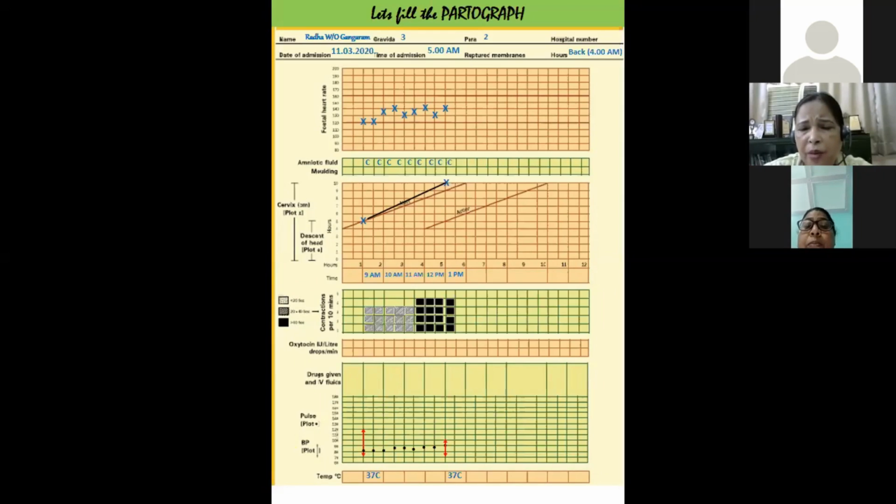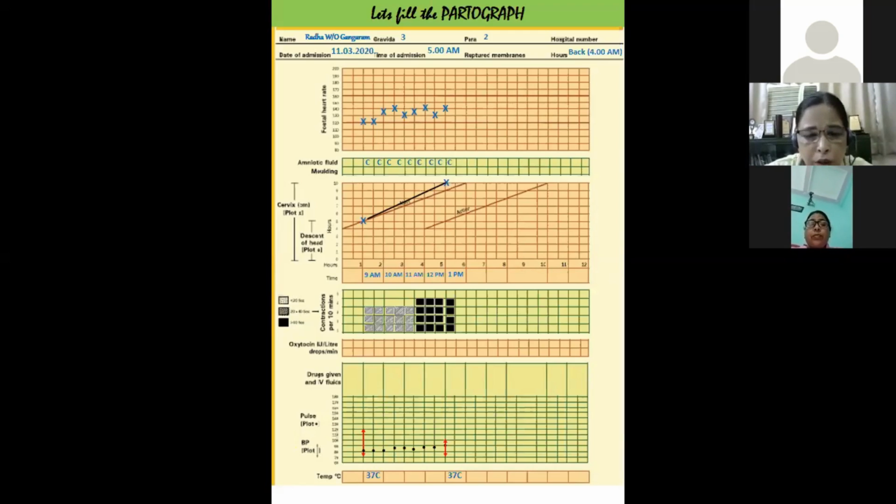So can you tell me how many contractions she is having at around 1 p.m.? Yeah, 4 contractions. 4 heavy contractions. Give me the detailed information. 4 contractions in 10 minutes, lasting more than 40 seconds. Okay, more than 40, because you have seen it is filled properly. It is completely filled properly.